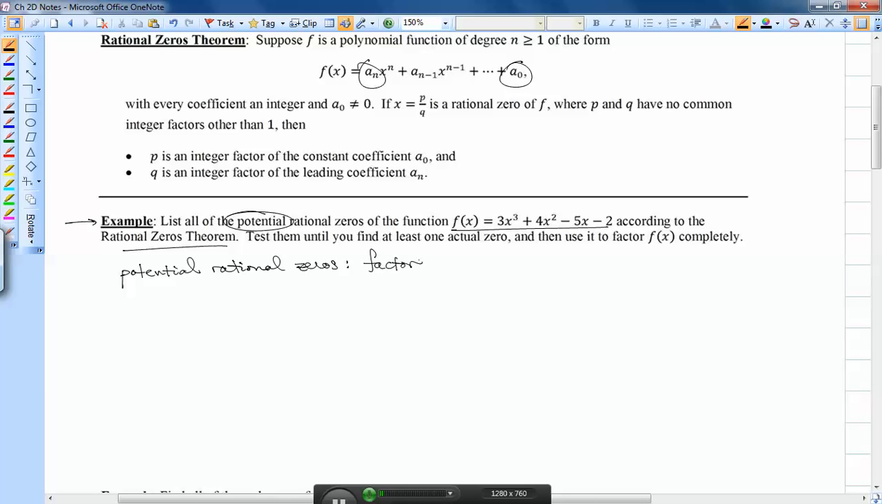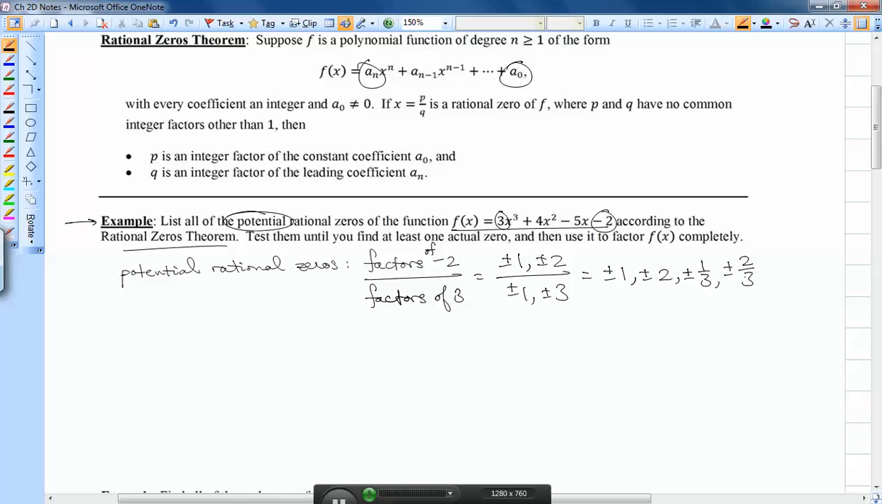So the factors of the constant term are the factors of -2, and then the factors of the leading coefficient are the factors of 3. So that's going to be on top 1 and 2, positive or negative, and on the bottom 1 or 3. So if I work these out, I've got plus or minus 1, plus or minus 2, plus or minus 1/3, and plus or minus 2/3. So that's 8 options for rational zeros.